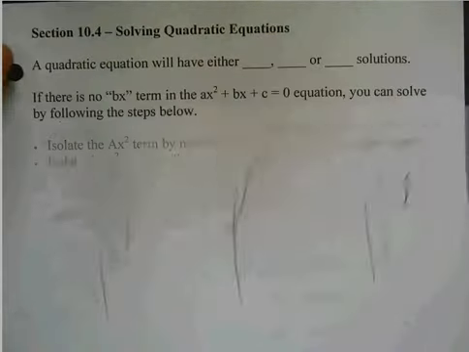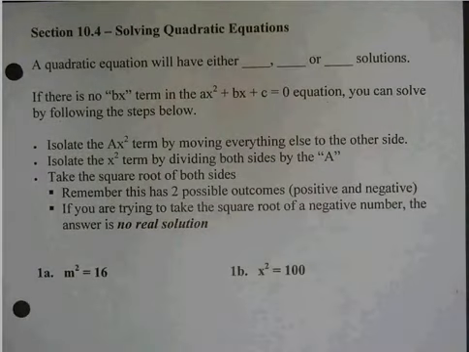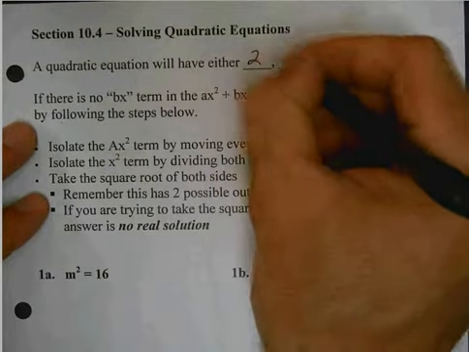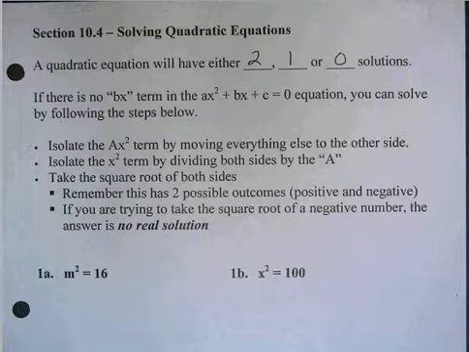So to answer this, a quadratic equation can have either, what options? 2, 1, or 0 solutions, okay? Either 2, 1, or 0 solutions.